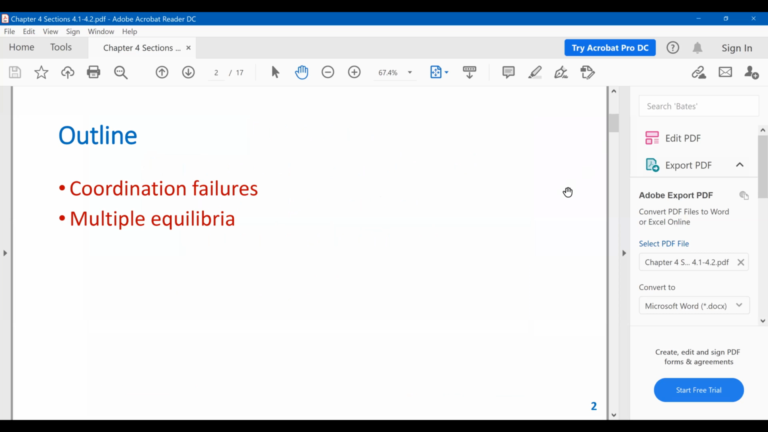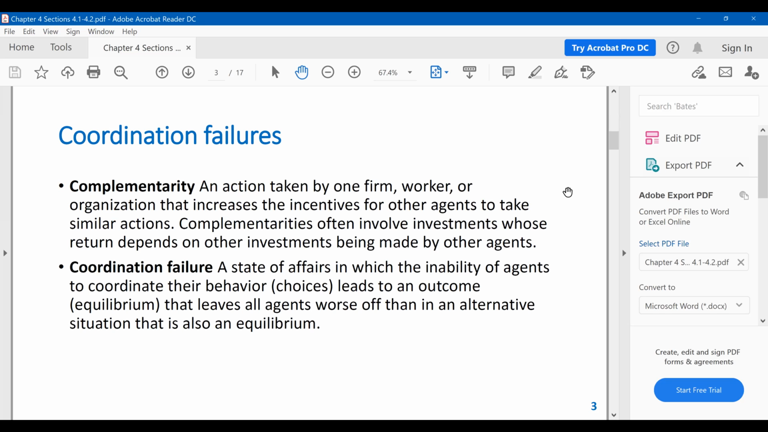So again, this is the outline. First, we're going to discuss coordination failures. Then we talk about multiple equilibria. One important concept here is complementarity.